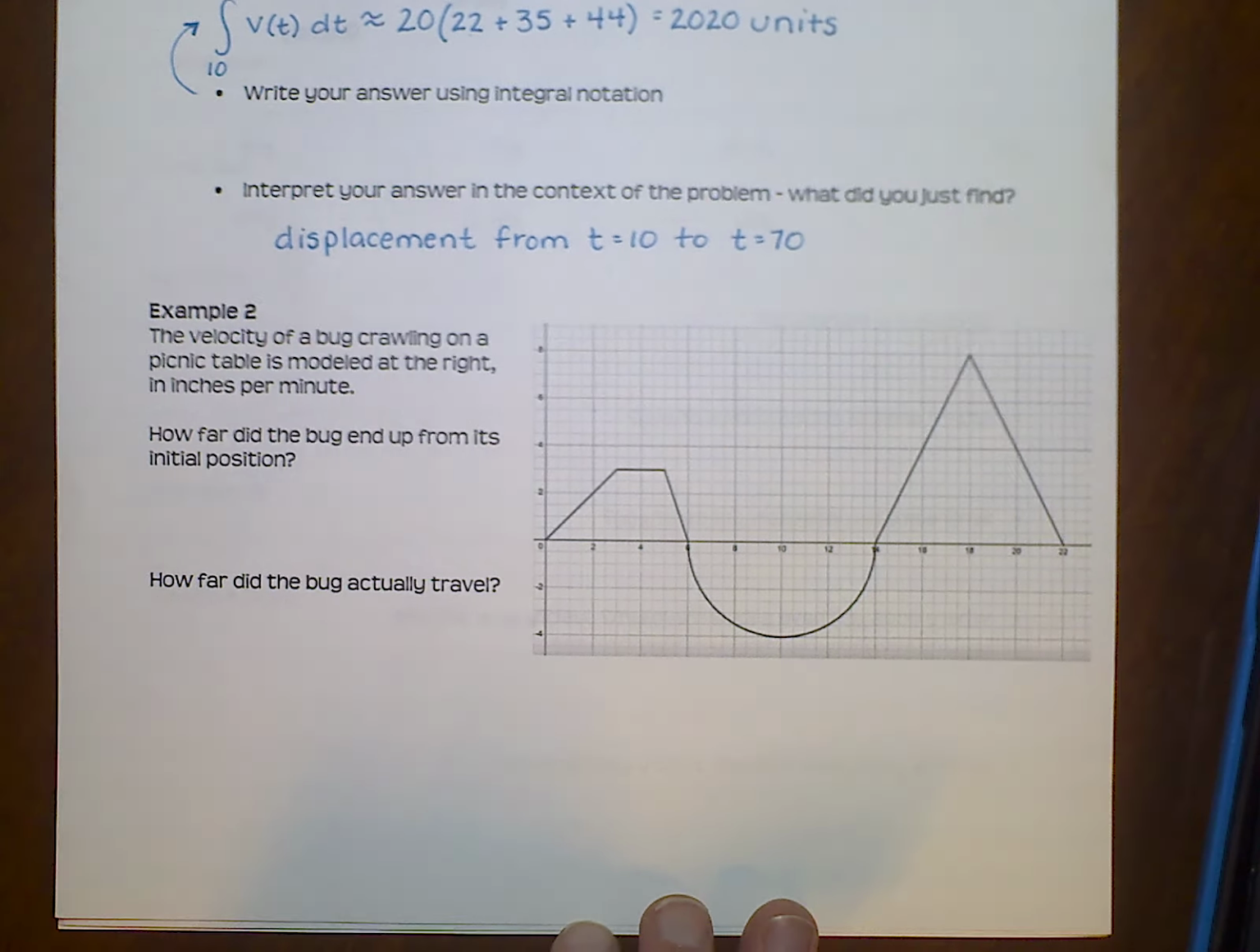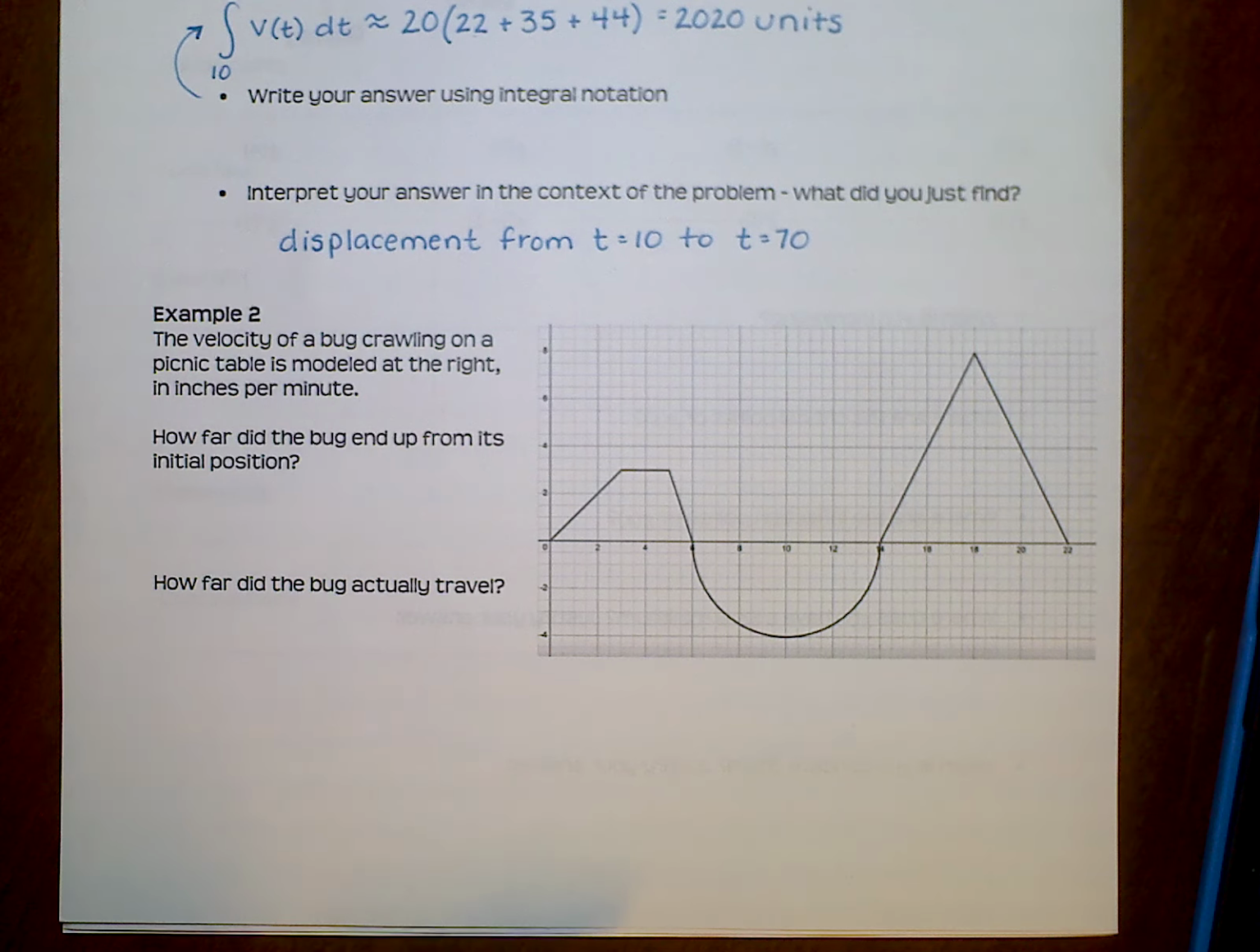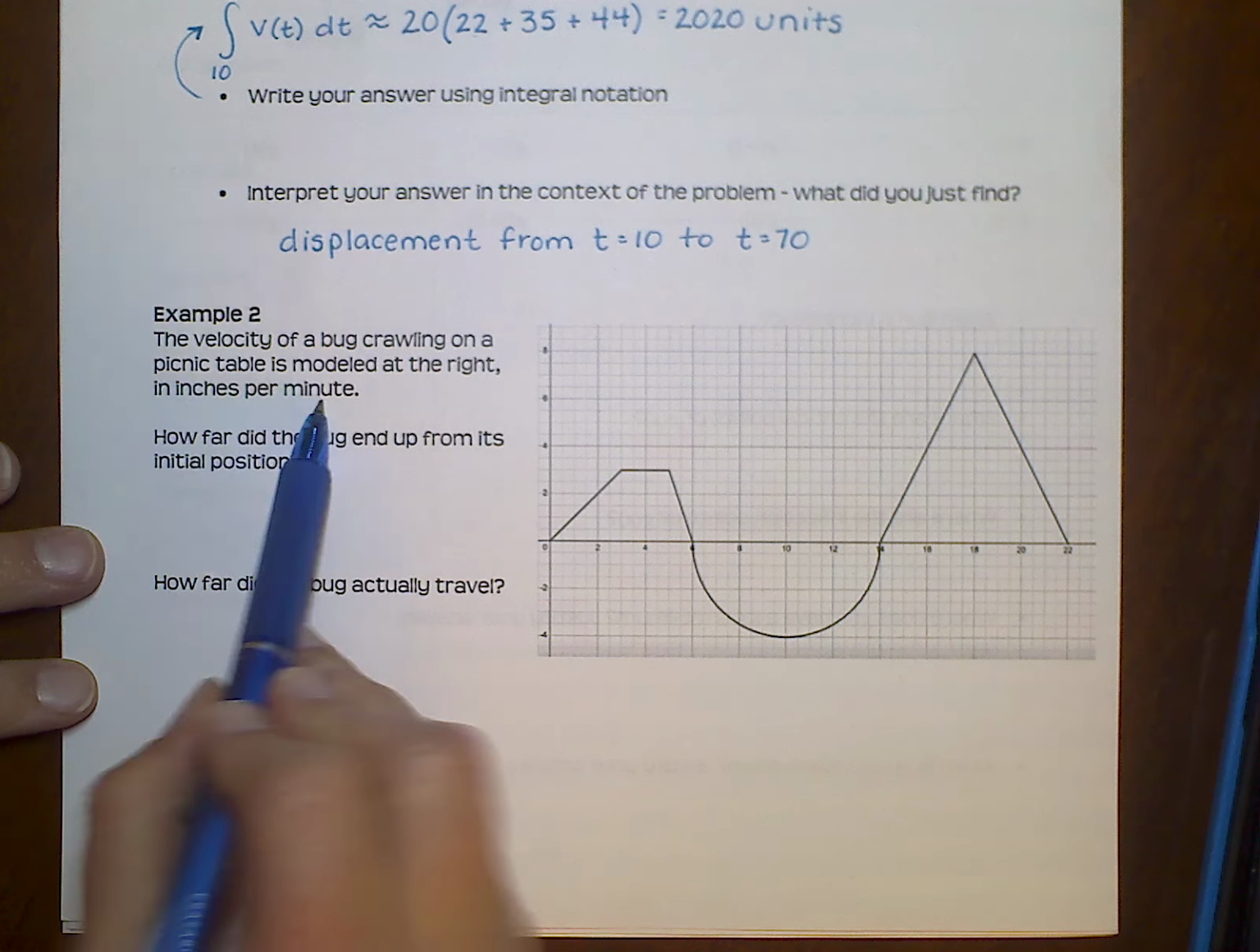Okay, so here's another situation where I'm given velocity, and this time I'm given it on a graph. This is a bug crawling on a picnic table. At least I gave you units this time, inches per minute.